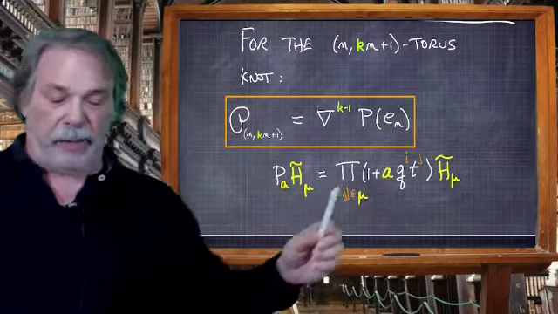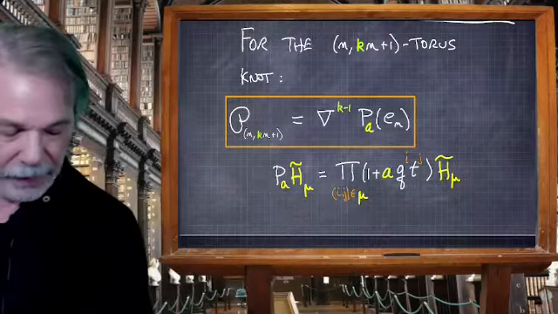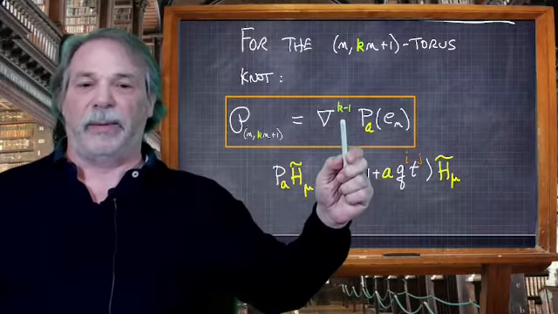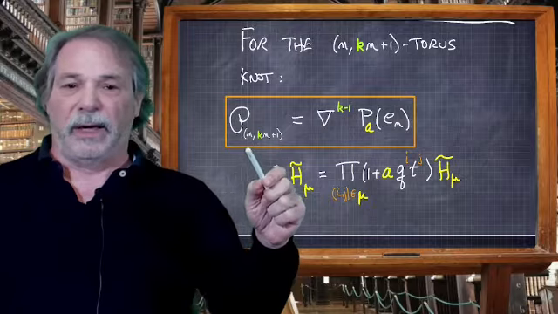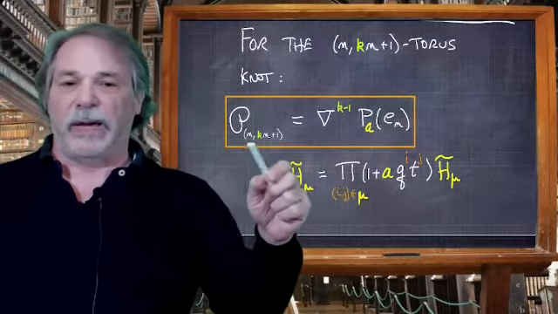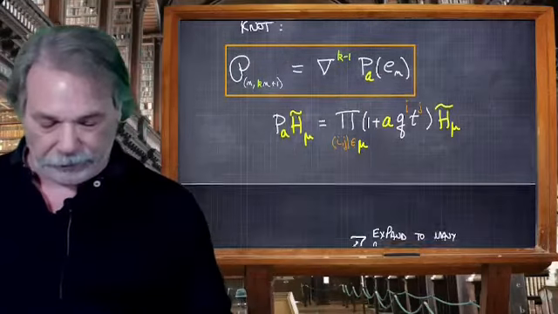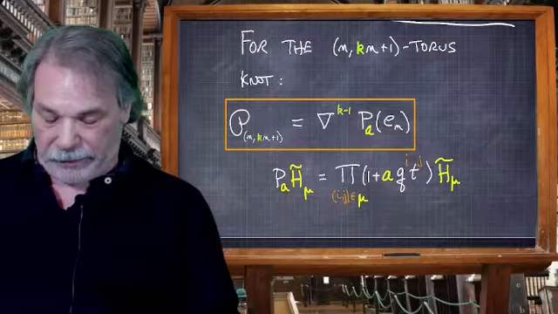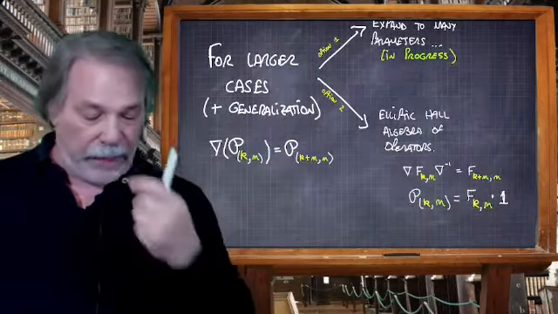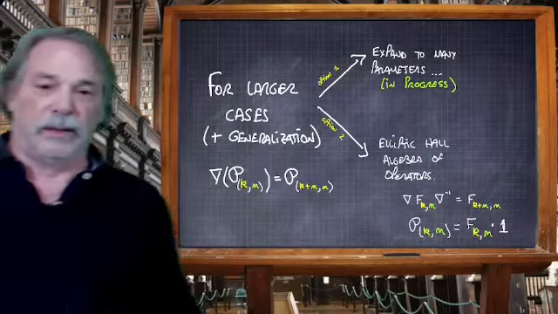PA applied to H mu is doing this. And if you apply PA to En, and then apply nabla power k minus 1, you get Pn, Kn plus 1. So this special torus knot is just all explained using operators. And so if we want to understand other cases, then we need to expand our world.